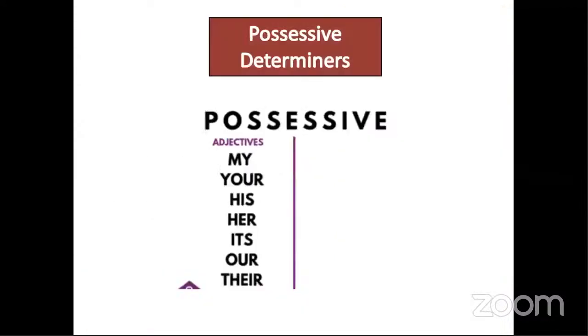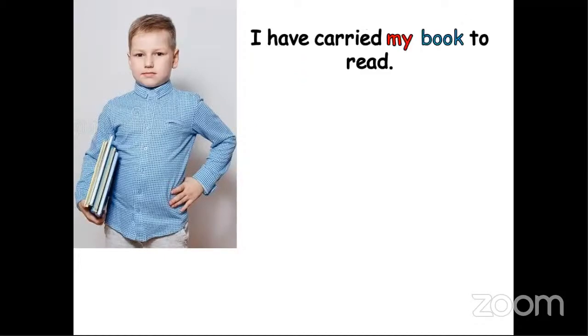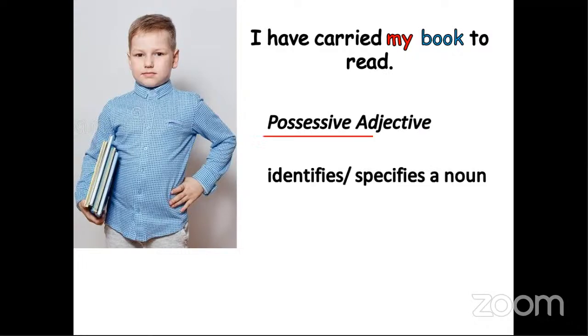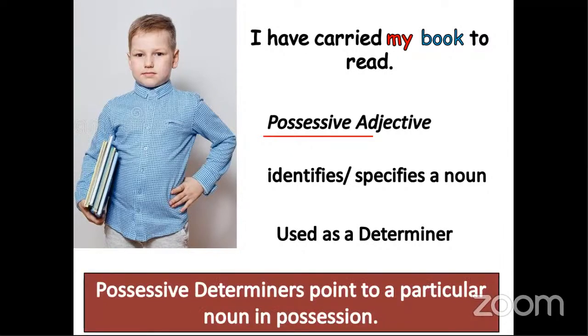So let us learn about the possessive determiners. Here is an example. I have carried my book to read. Now in this sentence, my is a possessive adjective. It is here identifying or specifying a particular book, my book, by showing possession. So my is also used as a determiner. So we can say possessive determiners point to a particular noun in possession.